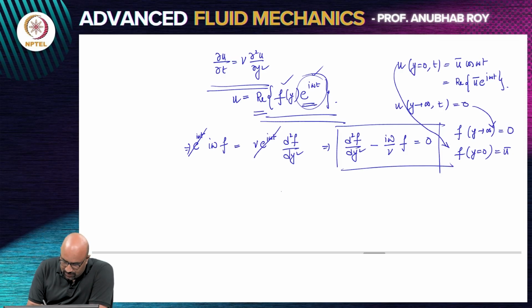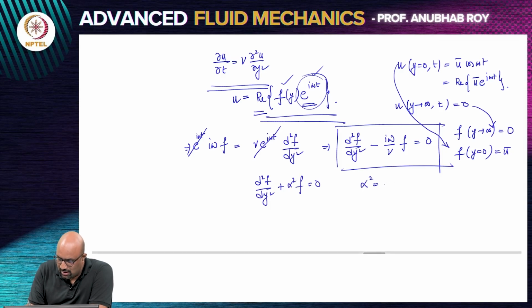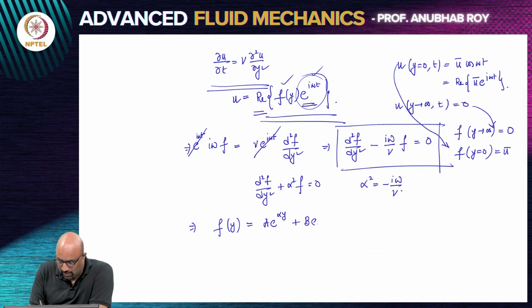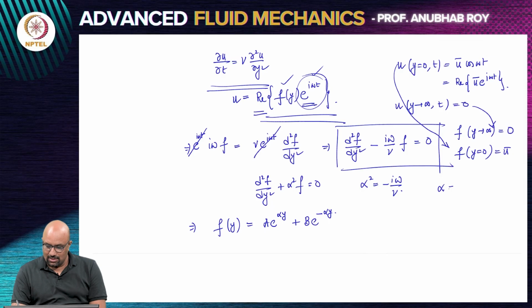Okay. So now what I will do, I will write this as d square f dy square plus alpha square f is equal to 0, where alpha square is minus i omega by nu. So this has solution f of y will be some constant a exponential of alpha y plus some constant b exponential of minus alpha y. Now if you check alpha, alpha is square root of minus i omega by nu.